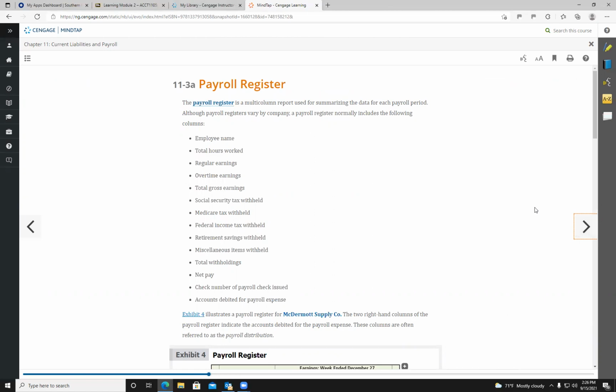Although payroll registers vary by company, a payroll register normally includes the name, total hours worked, regular earnings, overtime earnings, gross earnings, and then of course your Social Security withheld, Medicare withheld, federal withheld, and any other withholding such as retirement, and of course the net pay. And then a check number. If the company issues direct deposit, then maybe some other type of reference number is used to indicate that direct deposit. And then accounts debited for payroll expense.